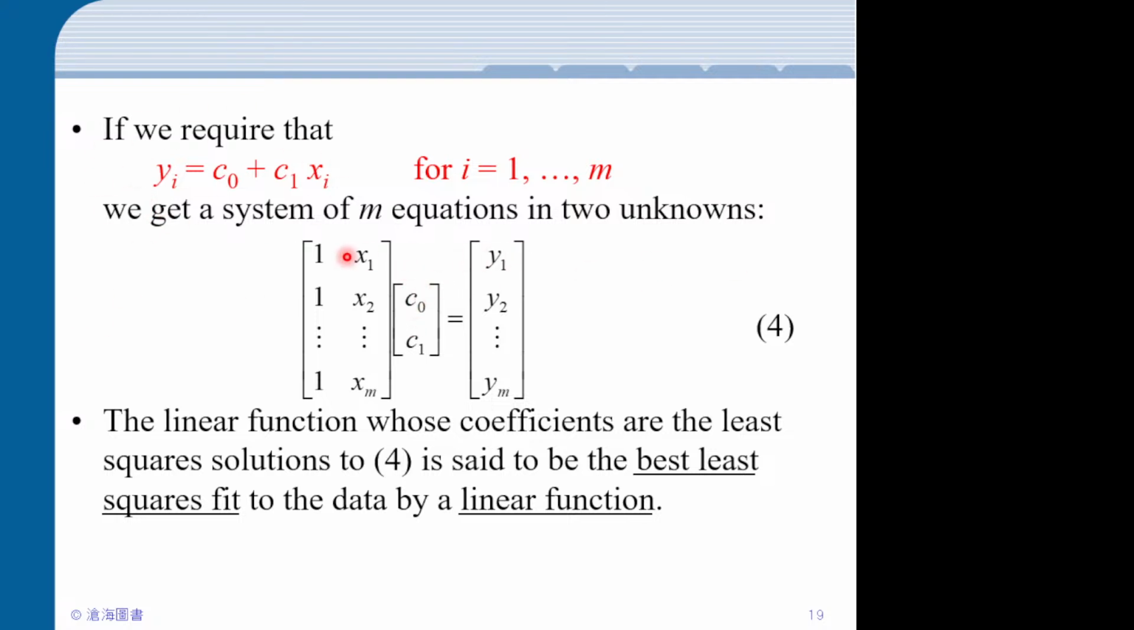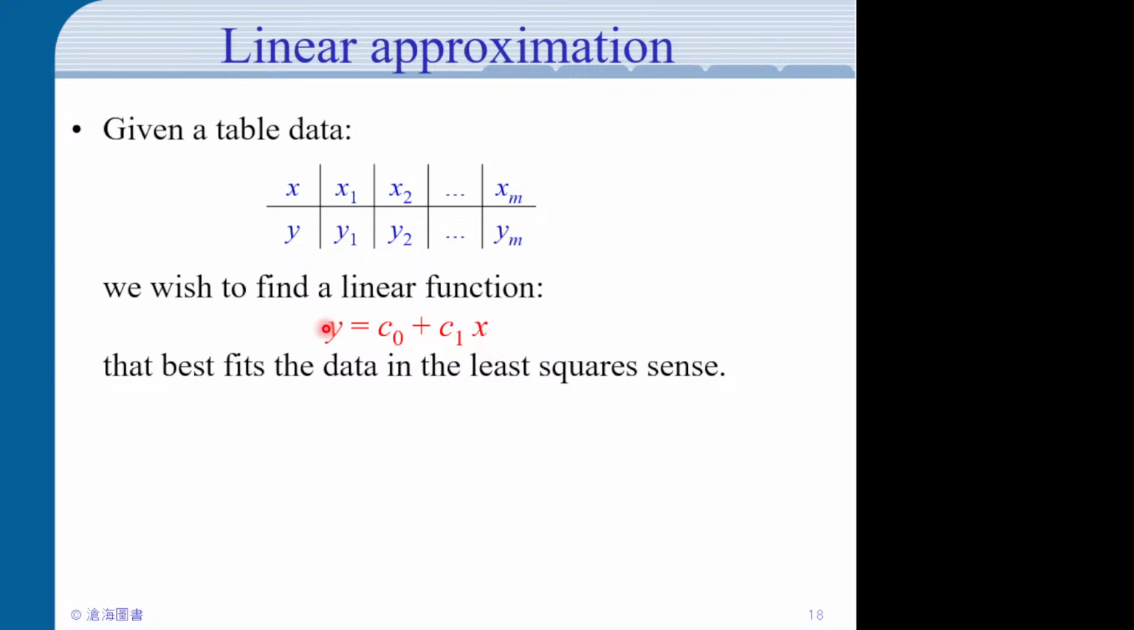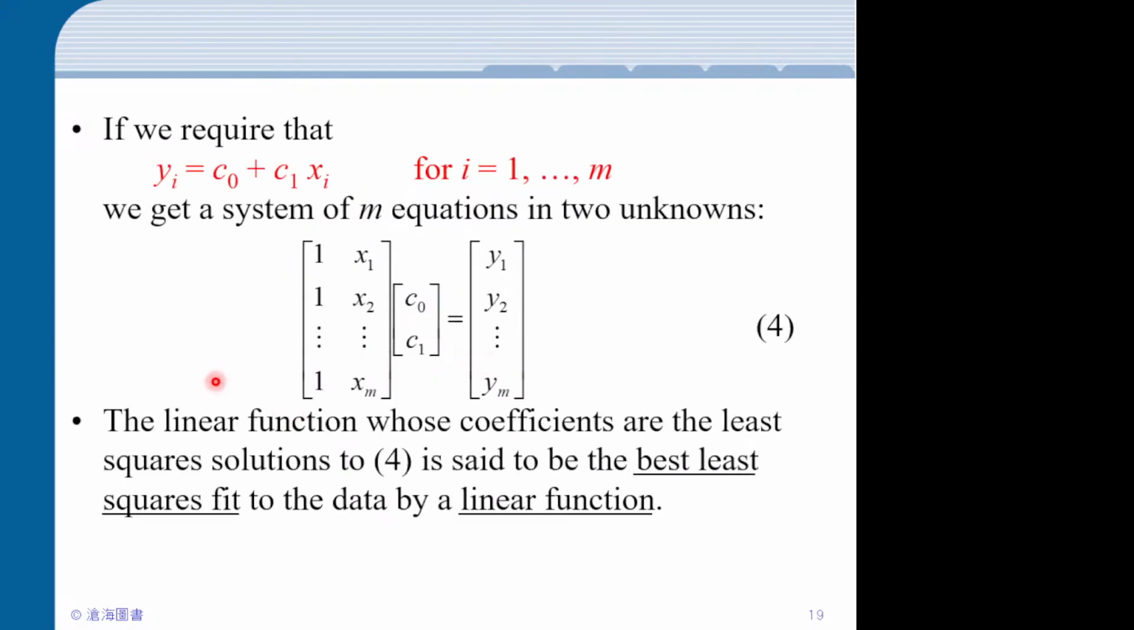Because the first element will be c0 times 1 plus c1 times x1, equal to y1, etc. As we see, there are m equations but only 2 unknowns. So generally this is not solvable unless all the yi equal c0 plus c1 xi. That's not very likely, but we can find the least squares solution, such that the square of this difference is minimized.